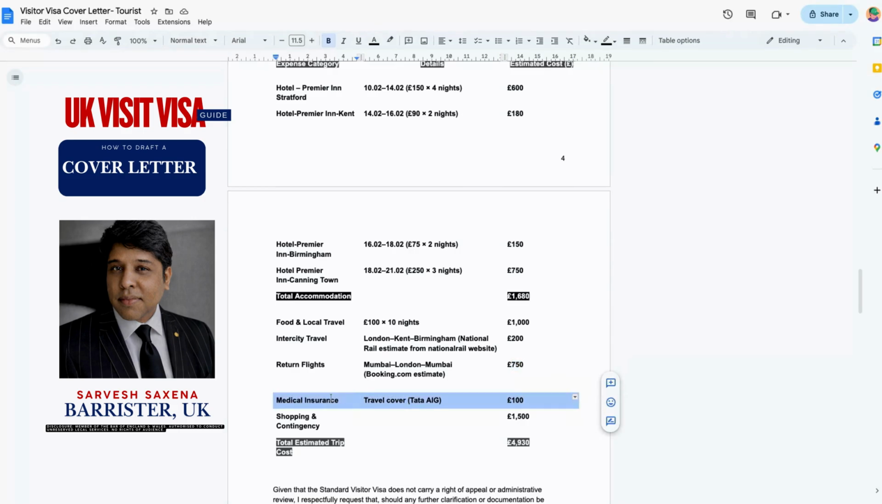Then you have medical insurance just to make sure that if you get sick, something happens. And then there is shopping and contingency. You don't need to show how much you will shop, but a lump sum figure is handy.